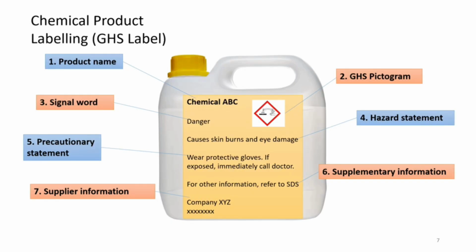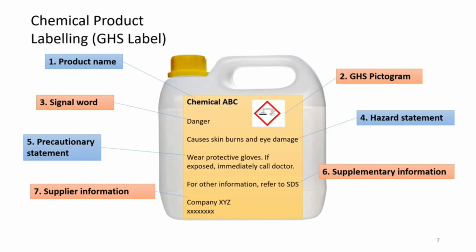Product name identifies what the chemical is. GHS pictogram conveys the physical, health, or environmental hazard assigned to the GHS class or category. Signal word indicates the severity of the hazard. Hazard statement describes the nature of the hazard. Precautionary statement includes the personal protection needed and emergency response measures in the case of an accident.